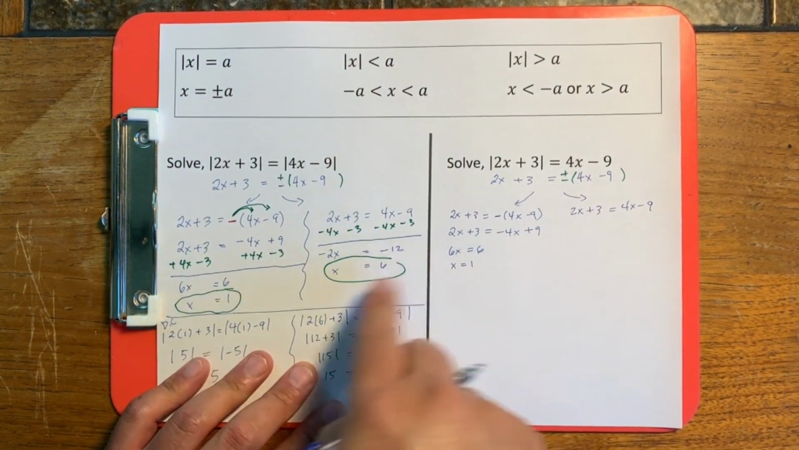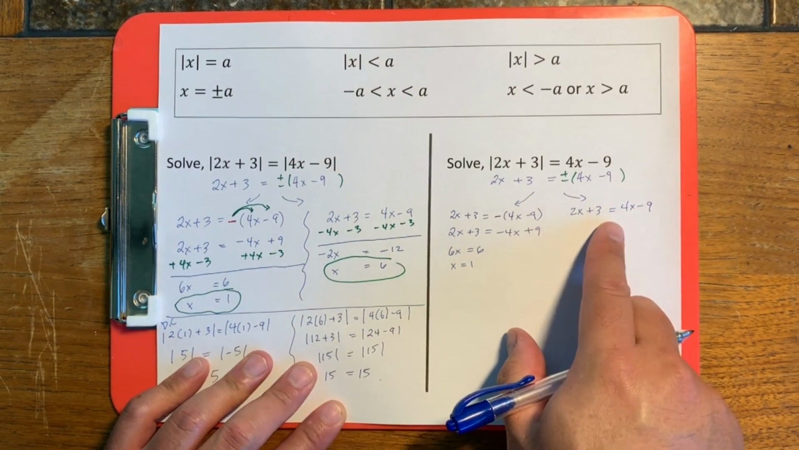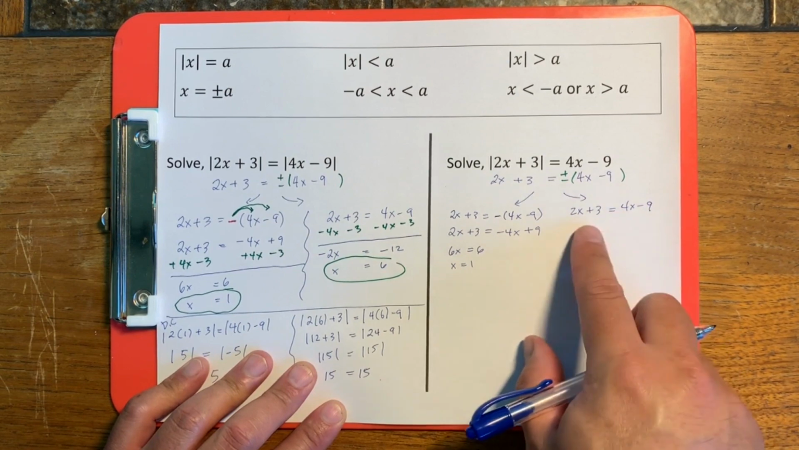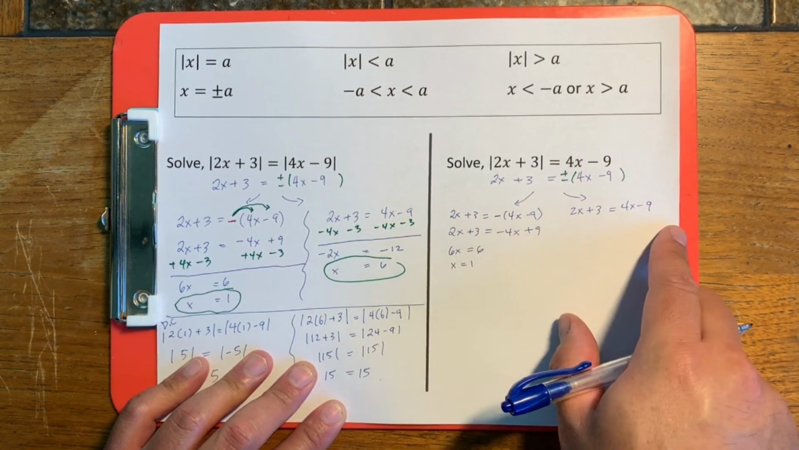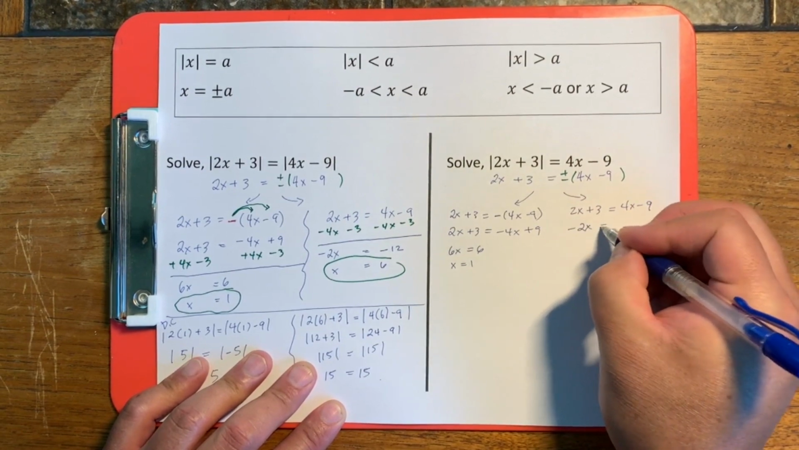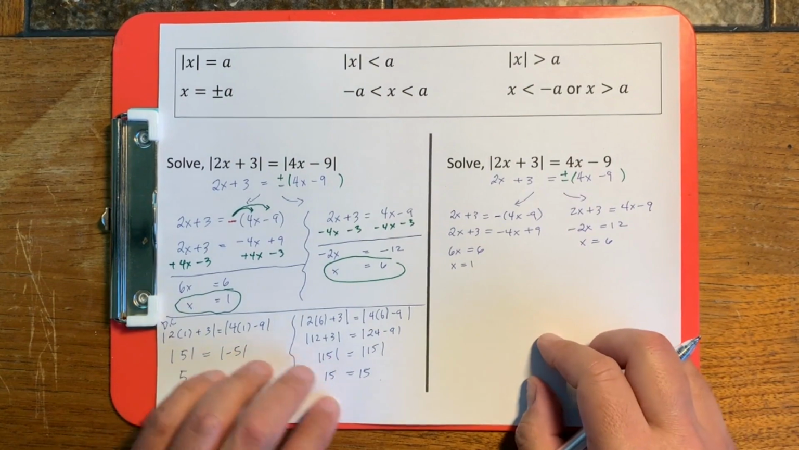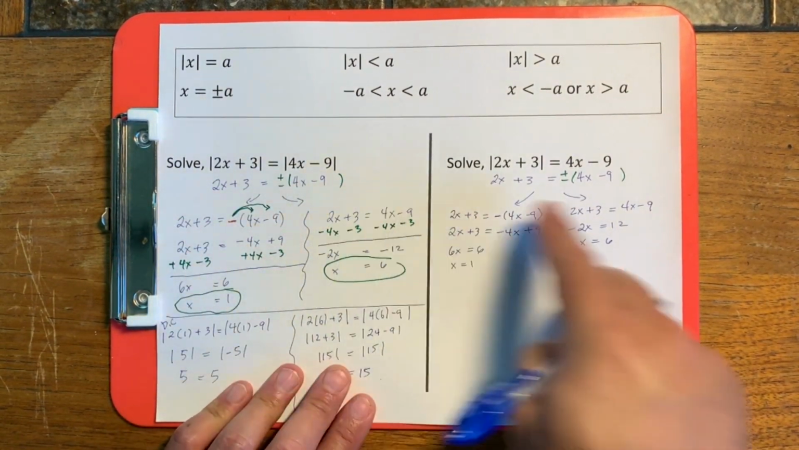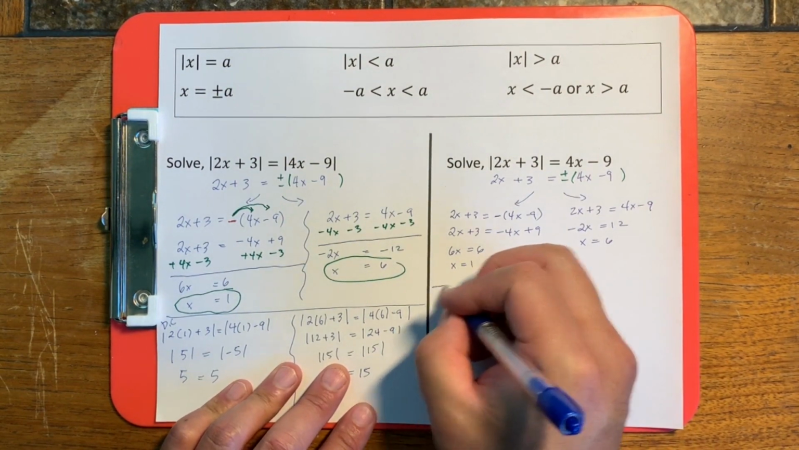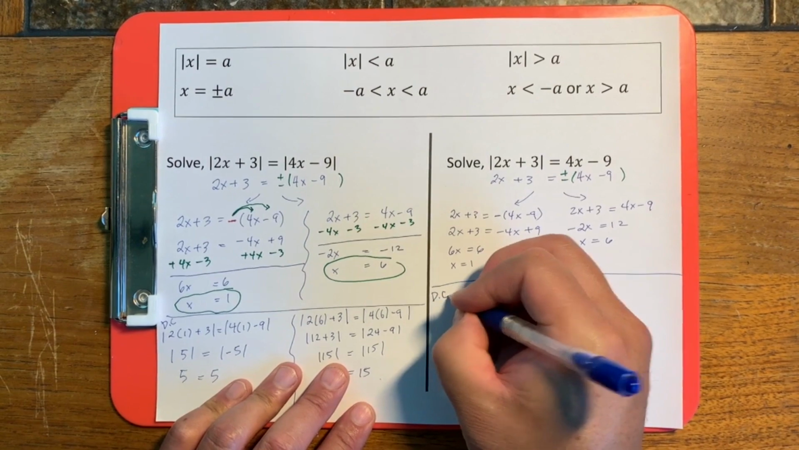So see that this computation is exactly the same as what we did over here. Same thing over here. This is the same thing as that. So when we subtract 4x to both sides and subtract negative 3 to both sides, we'll get negative 2x is equal to 12 and x is equal to 6. So notice that this part right here and this part right here are exactly the same. Okay, now let's look at where they're different.